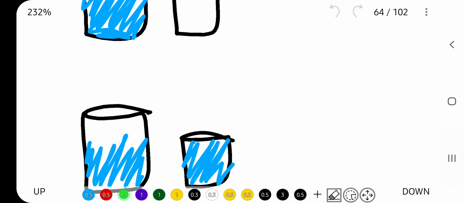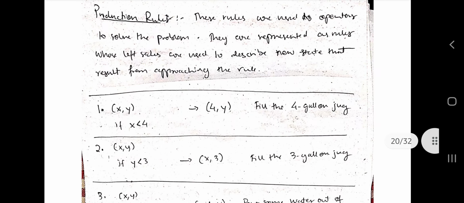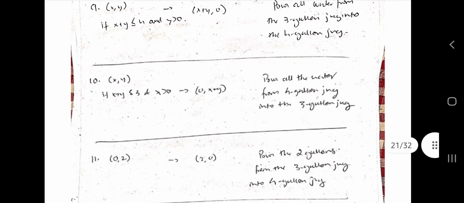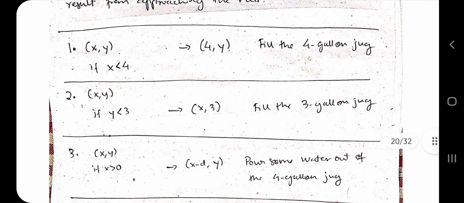Now let's go to the theory part and see what you are supposed to write in the exam. First you have to write the production rules. It's compulsory. If you don't write production rules, you just skip that answer and go, you will not get any marks. Fine. So what are the production rules? There are totally 12 production rules. So how to remember this, that also I'll tell you now.